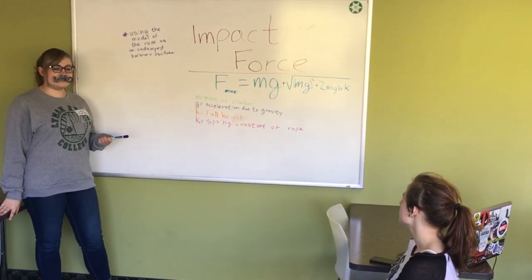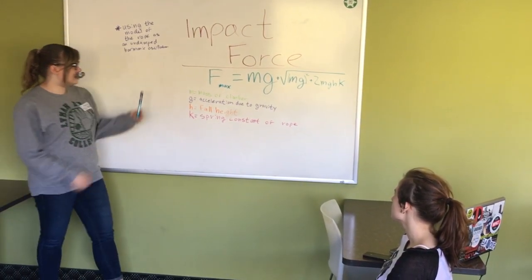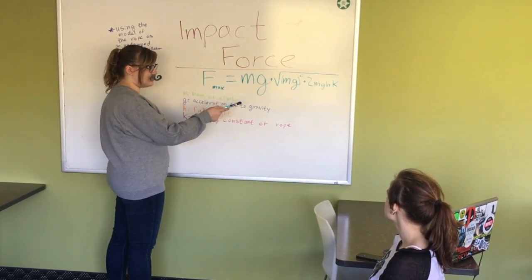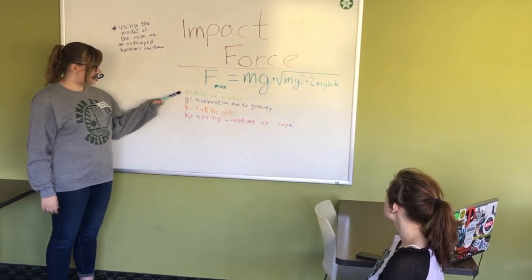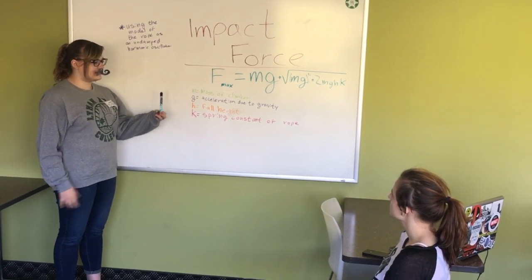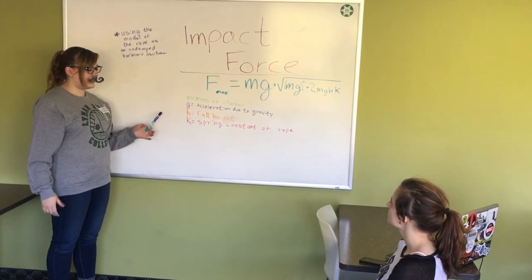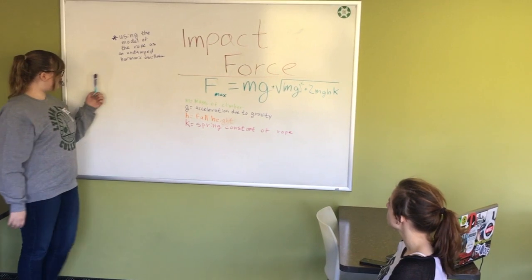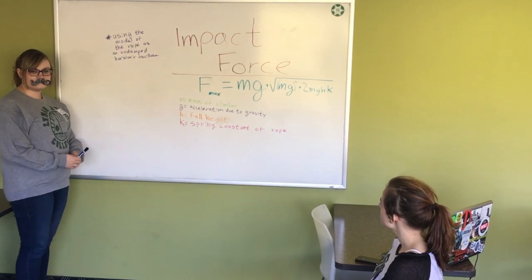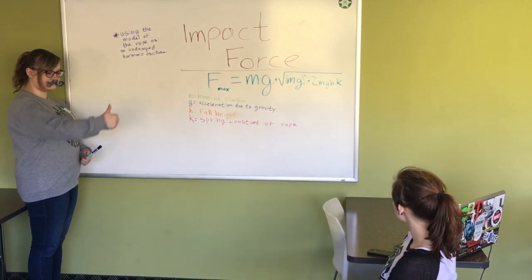In the case of a person climbing down a rope, the force that the person exerts on the rope is known as the impact force, and it's given by the equation F max equals mg plus the square root of (mg) squared plus 2mghk. M being the mass of the climber, g being the acceleration due to gravity, h being the fall height, which in our case is the difference between the person's hands as they pull themselves down, and k being the spring constant of the rope, like how much elasticity it has. We're using the model for rope as an undamped harmonic oscillator, which is why we're using k. It's similar to a spring. So in order to measure the fall height, that would just be the difference between the knots in the rope.